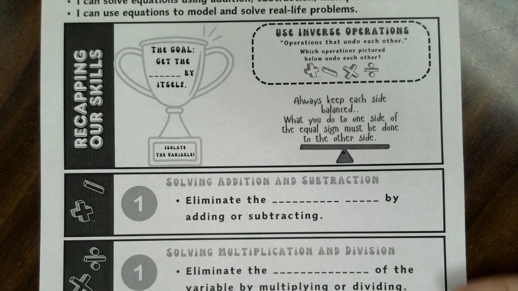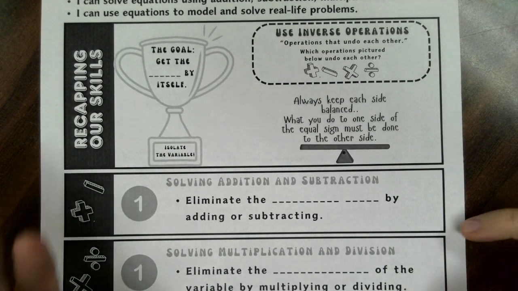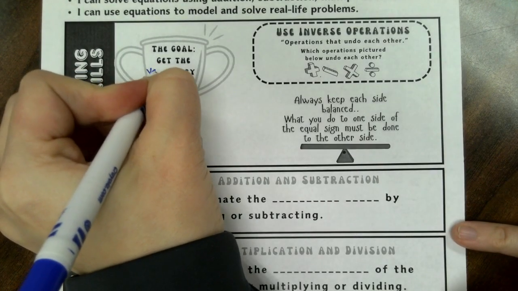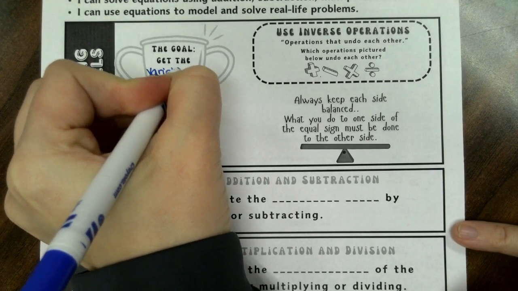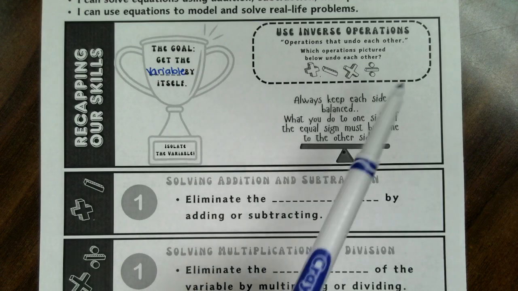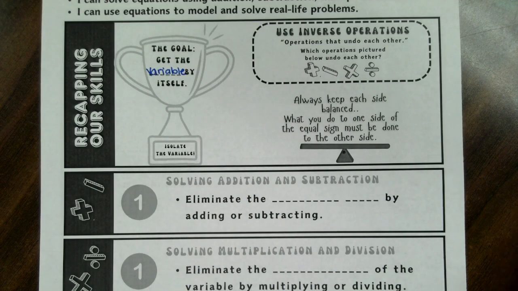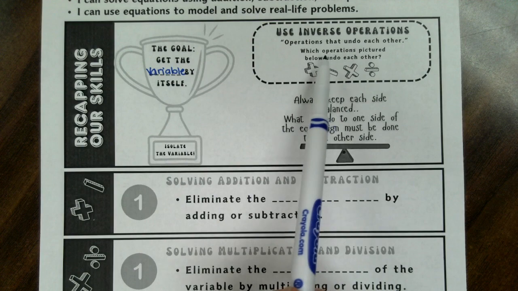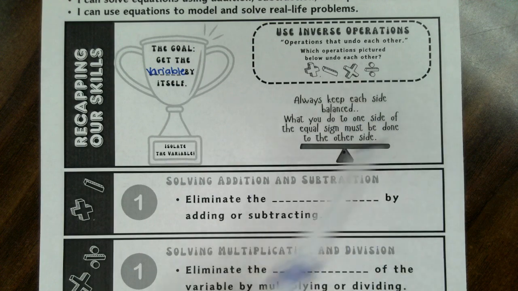So recapping our skills, the goal is to get the variable by itself, meaning that we're isolating the variable. Okay, so we're going to use inverse operations, and reminder, that means operations that undo each other. So when we look down here, which operations pictured below undo each other?